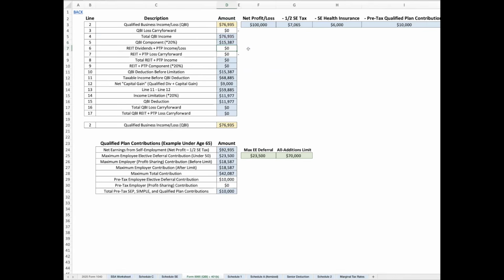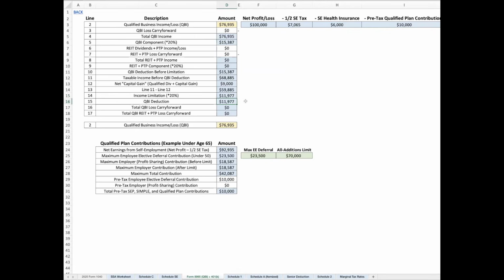In this case, she does not have any REIT or publicly traded partnership income, so her QBI deduction before limitation is that $15,387. Next, which is also auto-calculated, her taxable income before the QBI deduction is $68,885. We also subtract her combined net long-term capital gain and qualified dividends of $9,000, which arrives at $59,885, and that number is finally multiplied by 20% to get the income limitation of $11,977. So the QBI deduction is the lesser of $15,387 or $11,977.